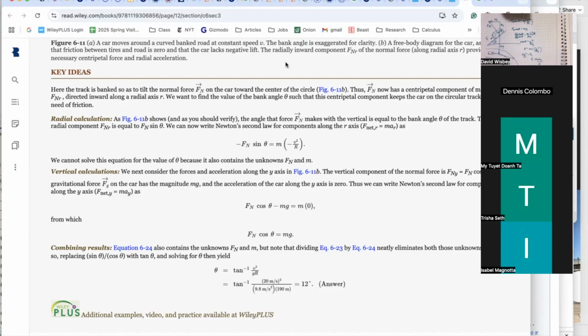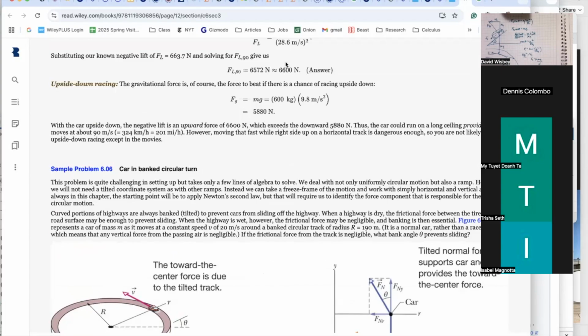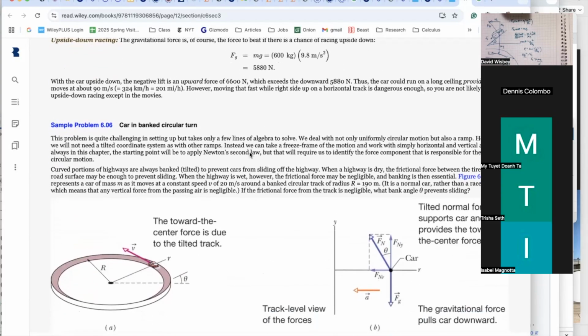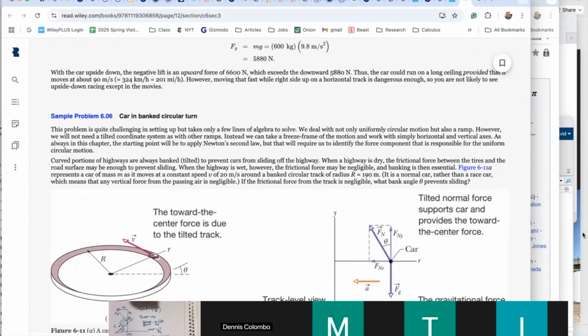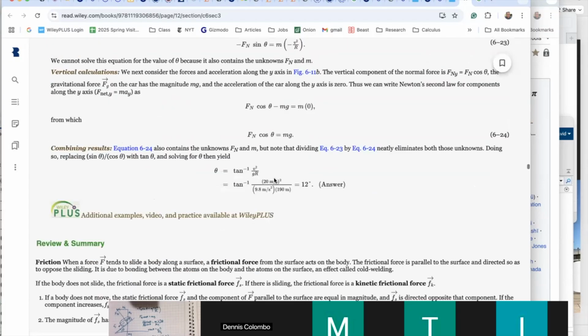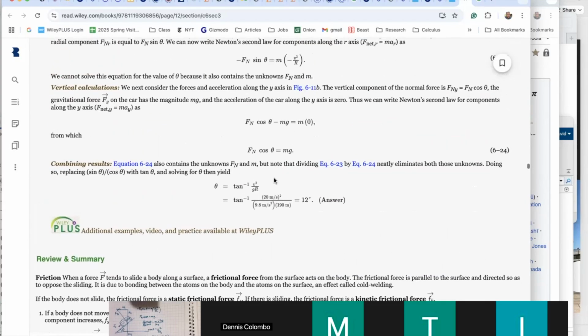Okay, so let me start reading here. When the highway is dry, the frictional force between the tires and the road surface may be enough to prevent sliding. When the highway is wet, however, the frictional force may be negligible, and banking is then essential. So if the frictional force on the track is negligible, what bank angle prevents sliding? That's what we're trying to figure out.